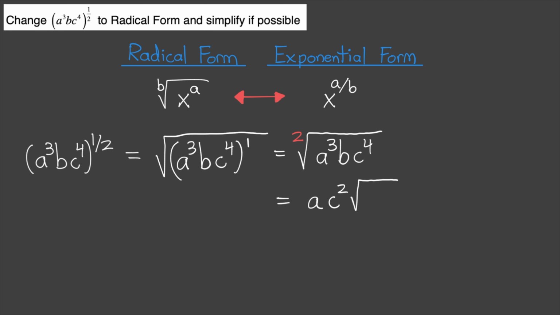And then what's left underneath the radical? Well, remember we had an a left over because 2 went into 3 once, but there's 1 remaining. So we have an a here, and then this b never came out of the radical to begin with, so it stays underneath the radical.